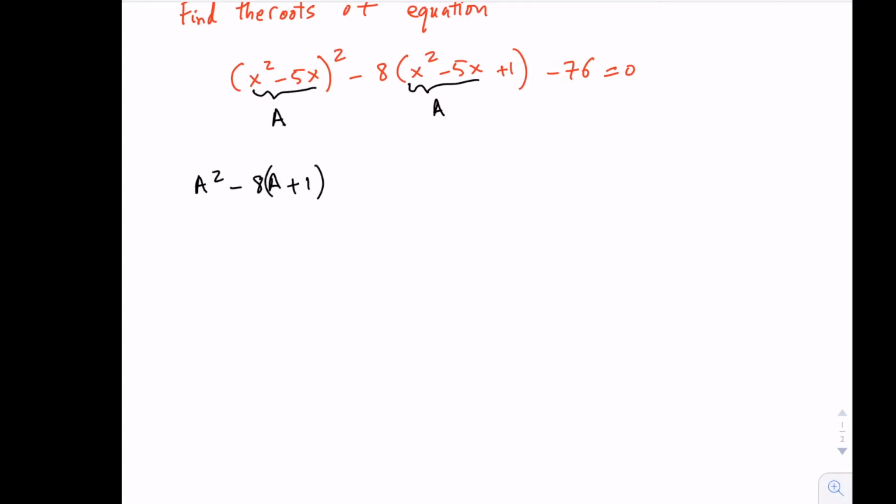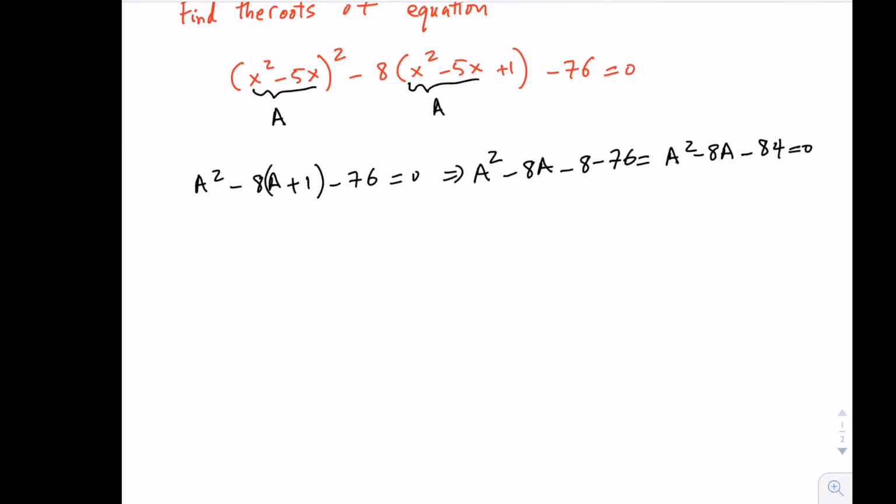plus 1 minus 76 equal to 0. And then we can simplify this: it's a squared minus 8a minus 8 minus 76, which is a squared minus 8a minus 84 equals 0.